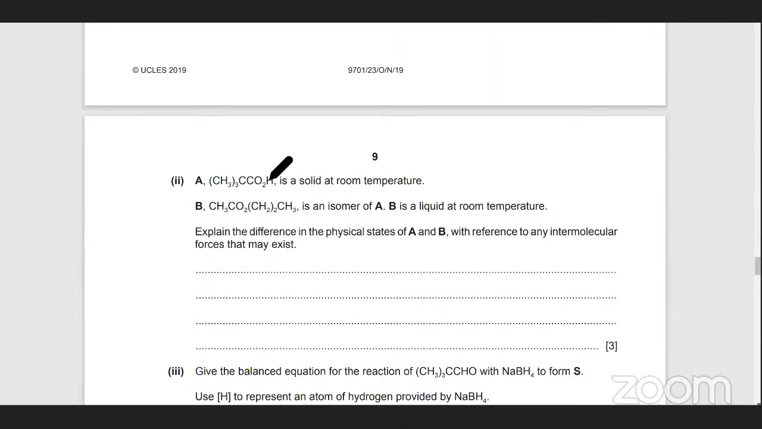अच्छा, उसके बाद a carboxylic acid is a solid at room temperature, this one is an ester, an isomer, it is a liquid at room temperature. Explain the difference in the physical state with reference to the intermolecular forces. The first thing, this is the carboxylic acid. What's the intermolecular force in carboxylic acid? Hydrogen. Okay, so that's A. The first mark, 3 marks. A is it has hydrogen bonds. Okay, that gives you 1 mark.